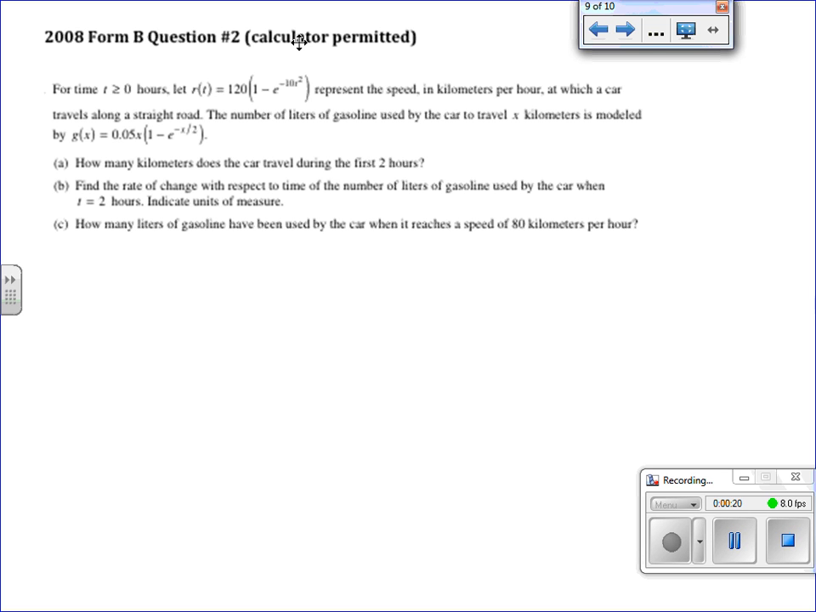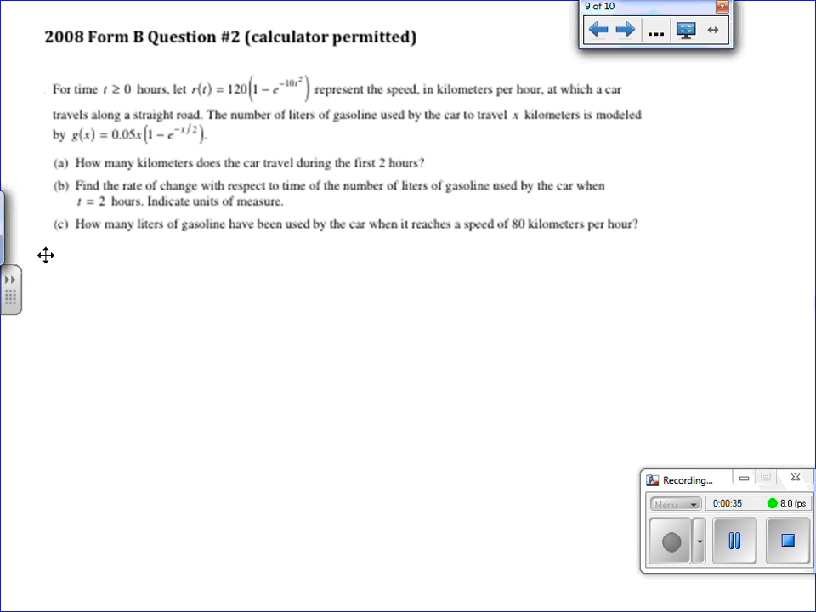The number of liters of gasoline used for the car to travel x kilometers is modeled by g of x equals 0.05x times 1 minus e to the negative x over 2. Question A says, how many kilometers does the car travel during the first 2 hours?